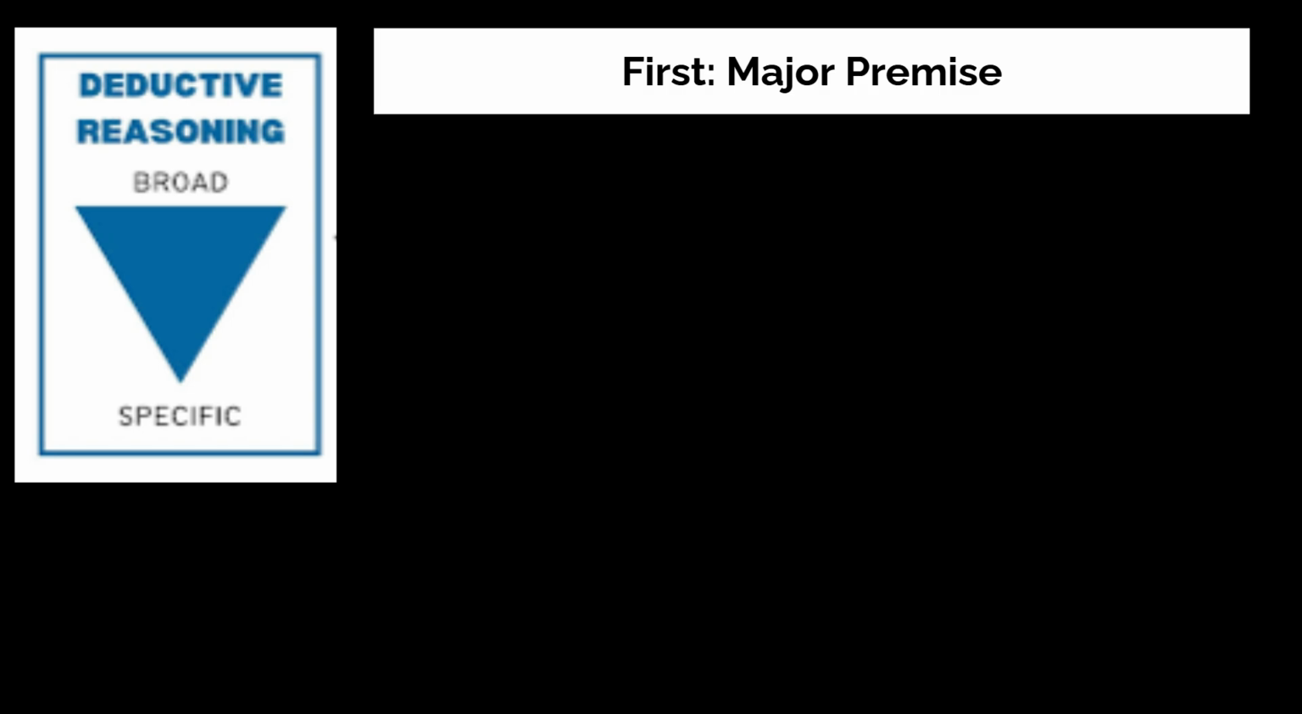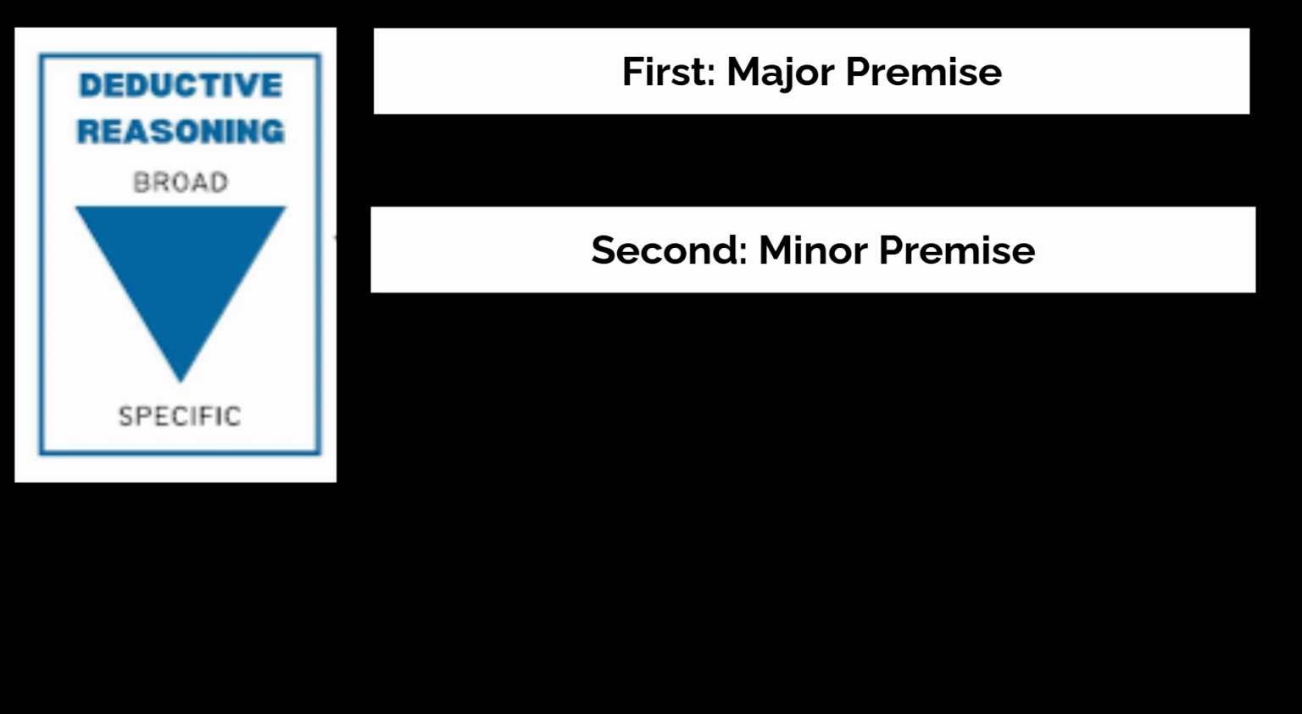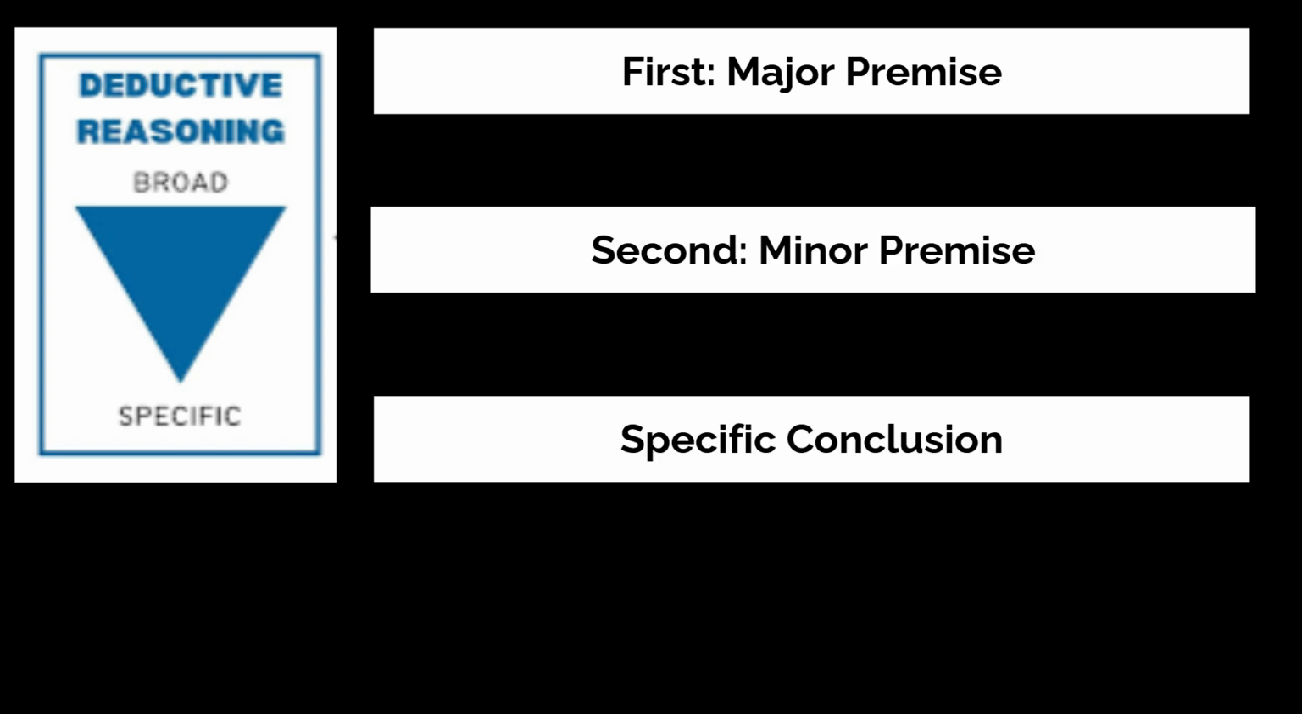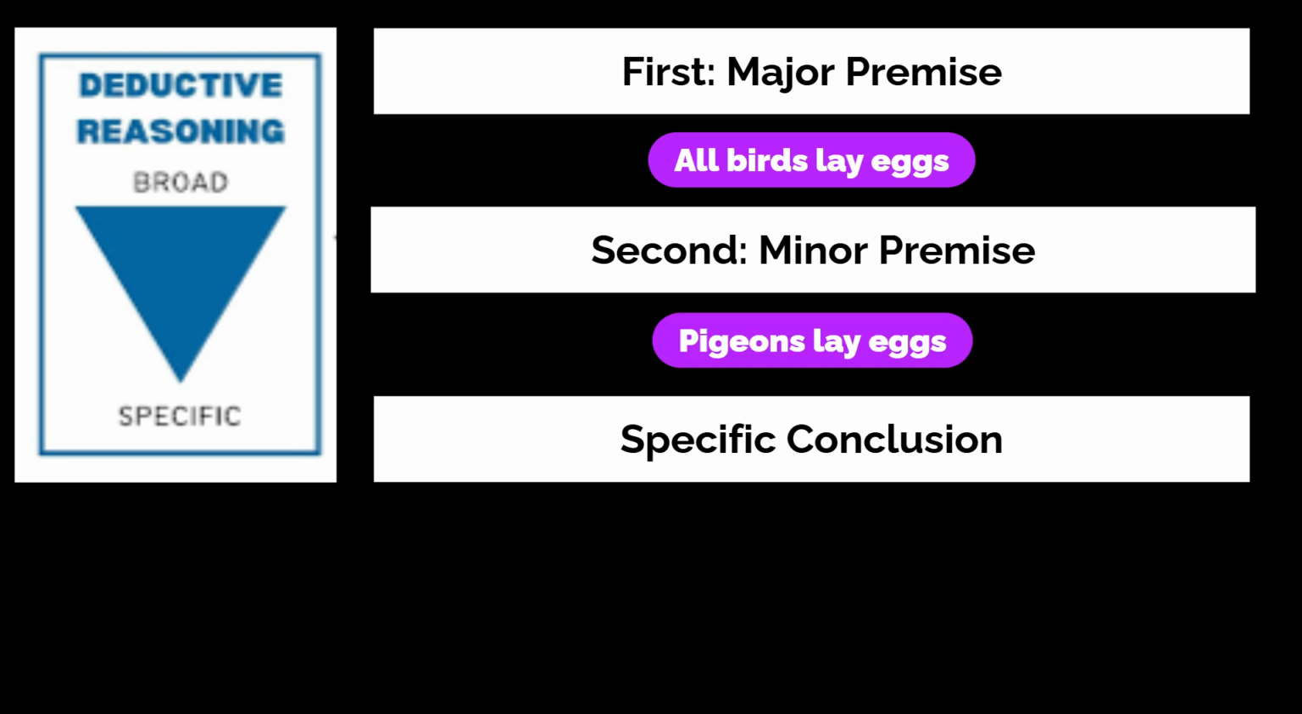Deductive reasoning is where we use general principles to predict specific results. In deductive reasoning, there's a first major premise, followed by a second minor premise, and then ending with a conclusion based on reasoning and evidence. For example, all birds lay eggs. Pigeons lay eggs, therefore pigeons are birds.